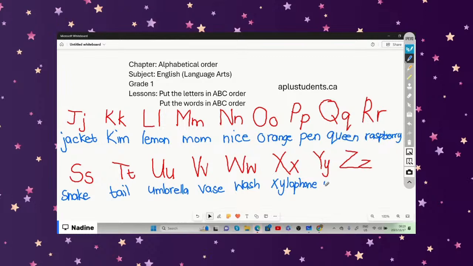We have Y for, let's say, yesterday. And Z for zebra. So these are now in alphabetical order, basically all the way from A that we have raised so far to Z, with certain words that match the specific letters.